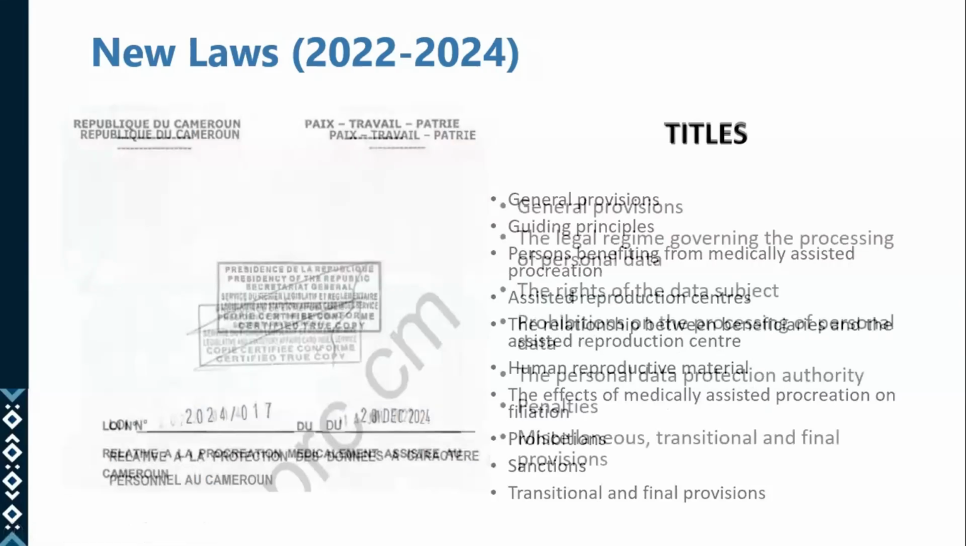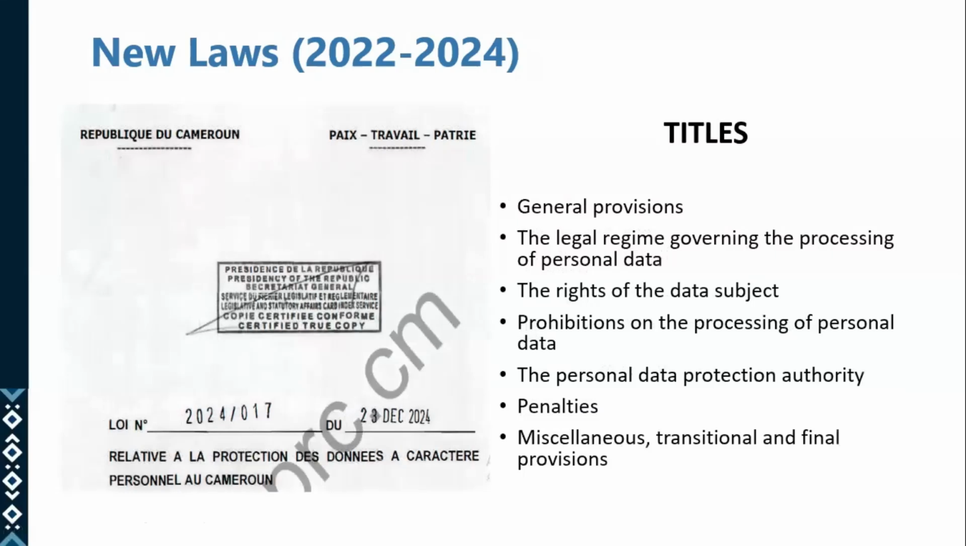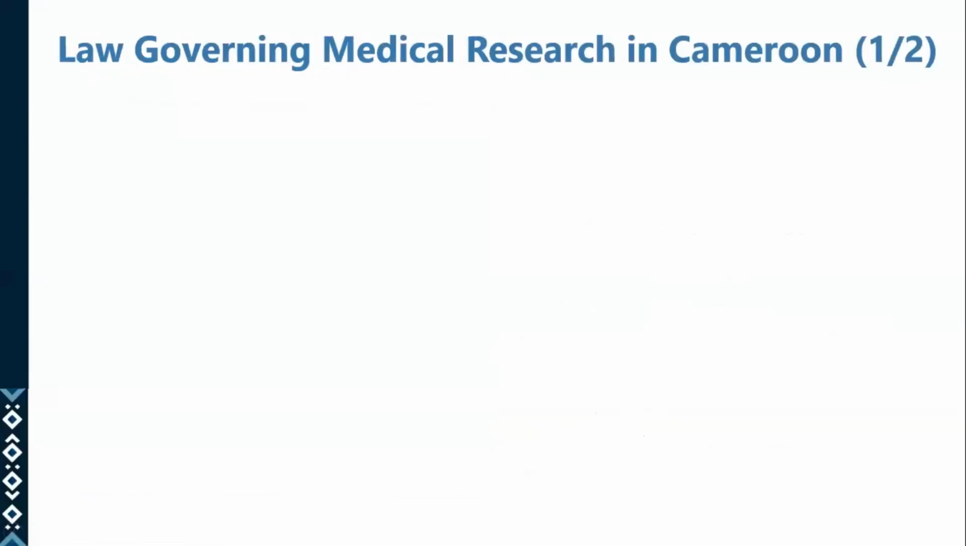And finally, recently on the 23rd of December 2024, we had the new law on the protection of data. So now if you need something on particular data, you will not go to the Ministry of Communication or Telecommunication, but there is now a law relative to all human data protection here in Cameroon: the legal regime governing the processing of personal data, the rights of the data subject, the prohibitions, the personal data protection authorities, penalties, and final provisions. Now, we are looking at the laws governing medical research in Cameroon.